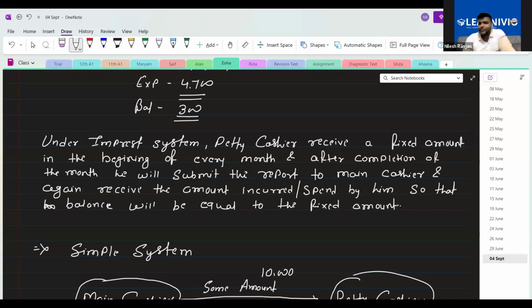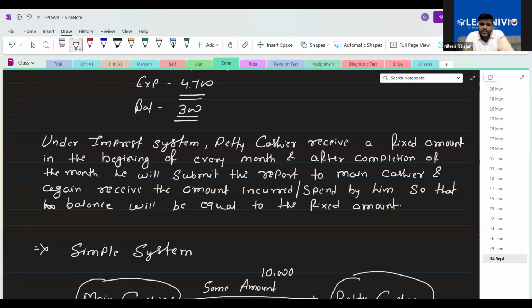Okay. So under the imprest system, the petty cashier receives a fixed amount. It is very important that you mention the fixed amount, because in the imprest system, two things are fixed. That is how it is different from the simple system. He will receive a fixed amount in the beginning of every month. This is also important. Timing is not going to change every month, like receiving on the 7th in one month, the 8th in the second month, and the third in the third month. Not like that. He will receive the money in the beginning of every month, whether it is a 28-day month or a 31-day month. It doesn't matter.